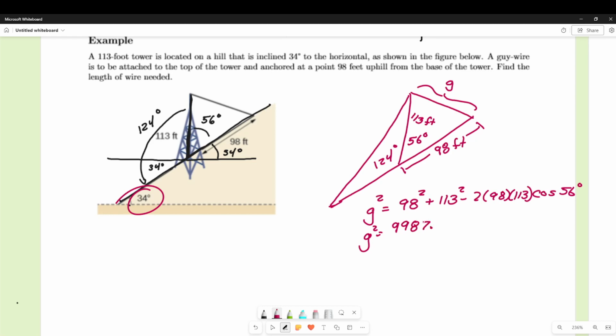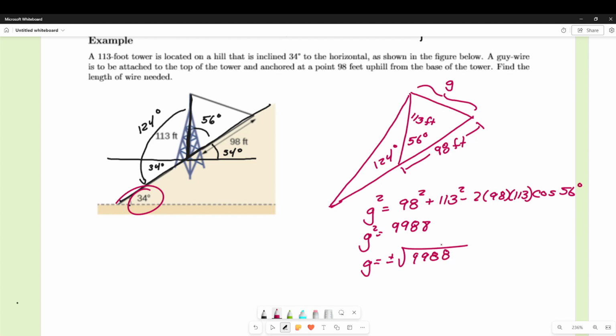Well, 9,988.00 even, so. Feet? That's a lot of feet. Well, that's technically square feet, because this is feet times feet, so this is square feet. Don't forget to do that square root. So plus or minus the square root of the 9988.